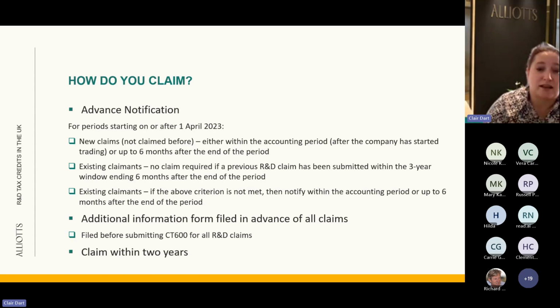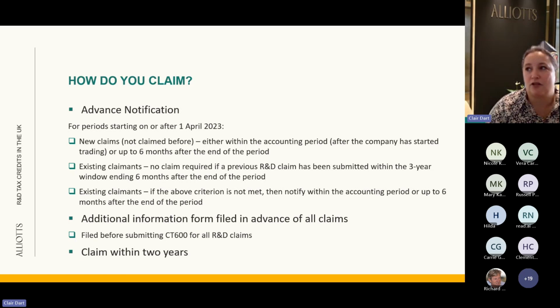One of the biggest changes that came in recently is that companies are now required to file an advance notification much sooner to tell HMRC of their intention to make a claim at some point. So essentially, we have to give them a heads up that it's coming. This advance notification applies for periods beginning on or after the 1st of April 23. If it's an entirely new claim, so you've never claimed R&D before, then you have to notify either during your accounting period or up to 6 months after the end of it.